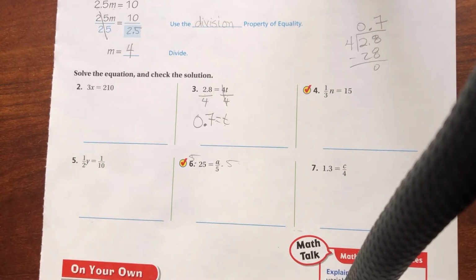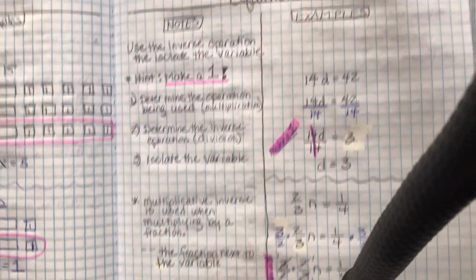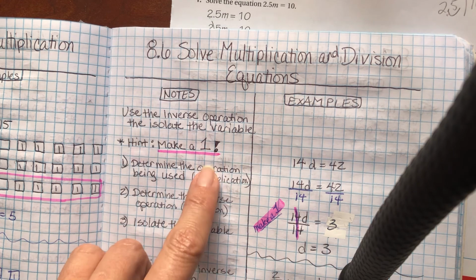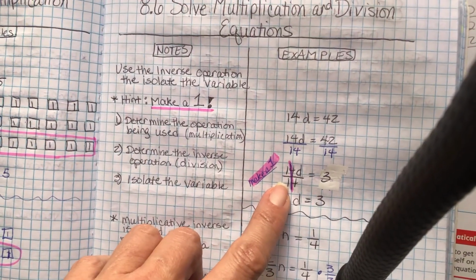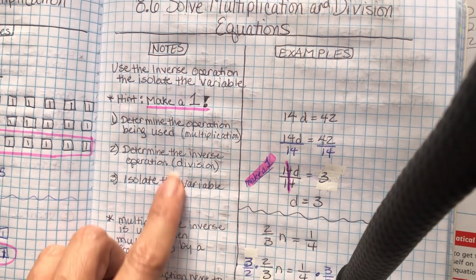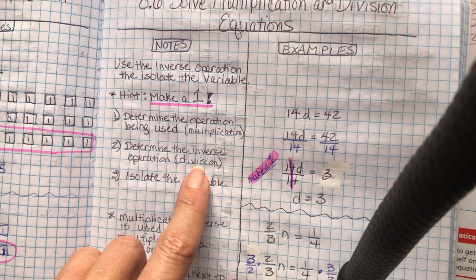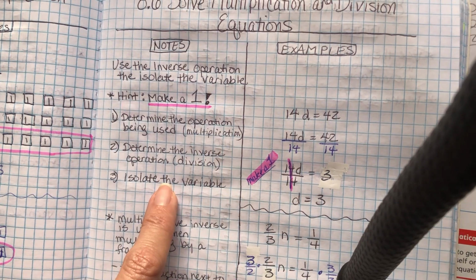All right, let's take a quick look at our notes, which you also will get a picture of in the Google Classroom. Okay, so we solve multiplication and division equations. We use the inverse operations to isolate the variable. We make a 1. That's the whole goal, is to make a 1. Determine the operation being used. Here it's multiplication. Determine the inverse operation. It would be division, so we're going to divide by 14, isolate the variable.